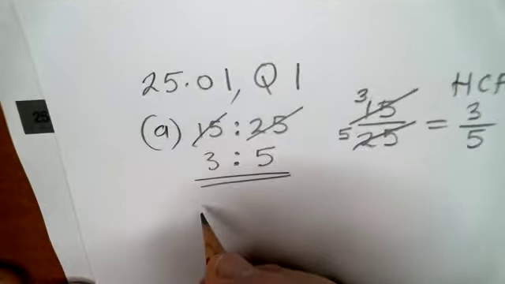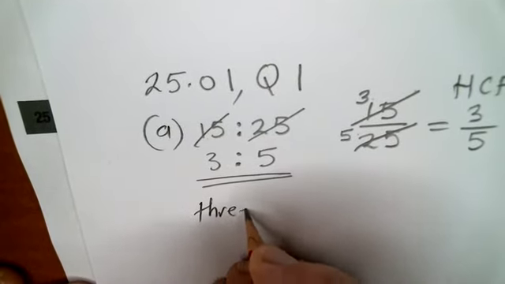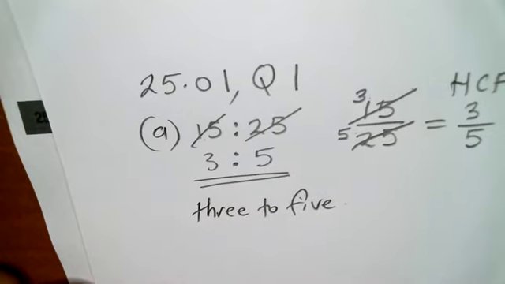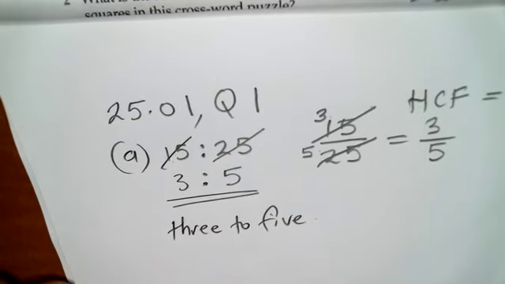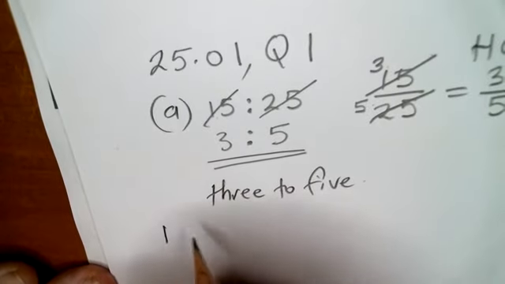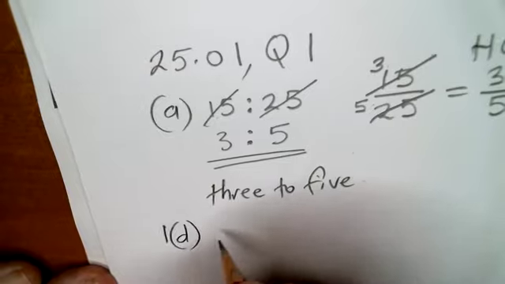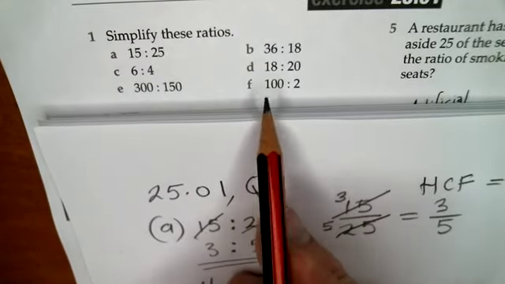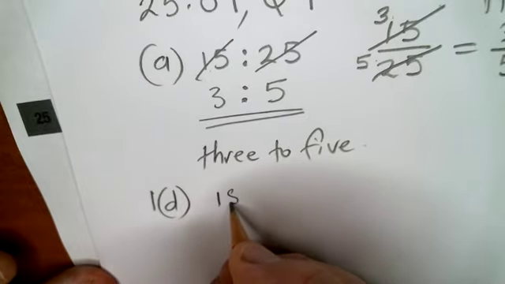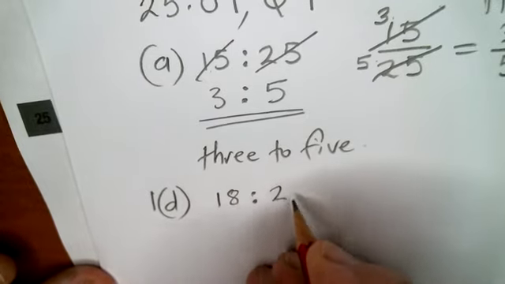And we say it as 3 to 5. And that's how we say the ratio. So let's do another one of those. Let's go with D. Here we go. So 1D says 18 to 20. All right. So I've got 18 to 20.